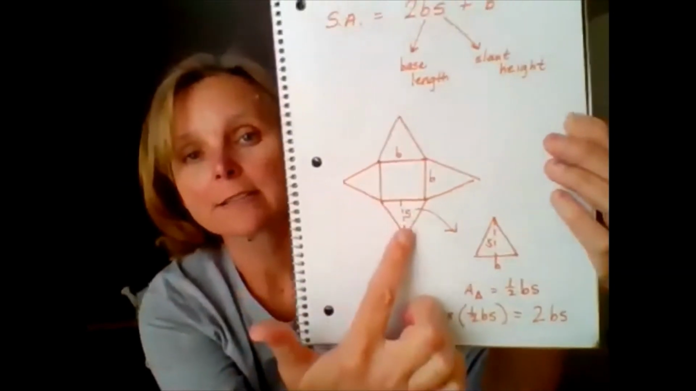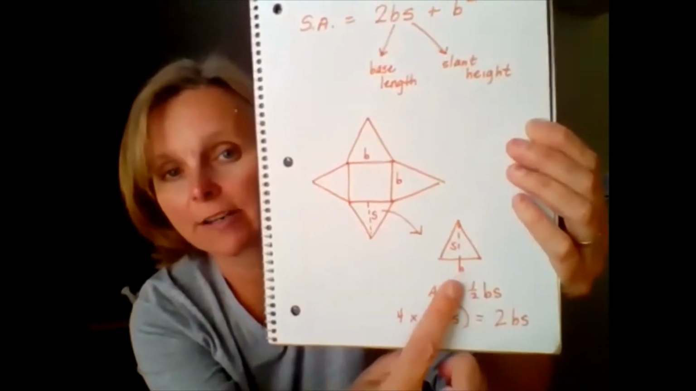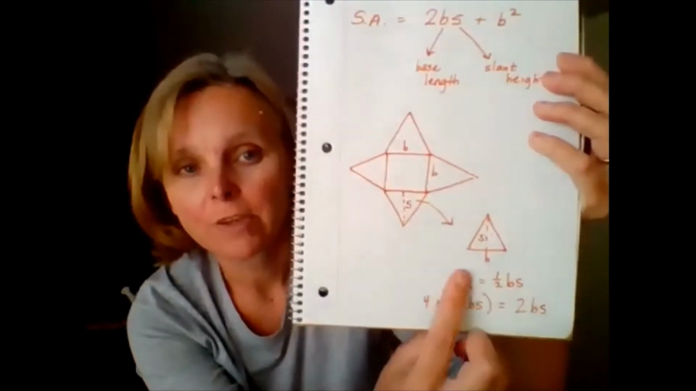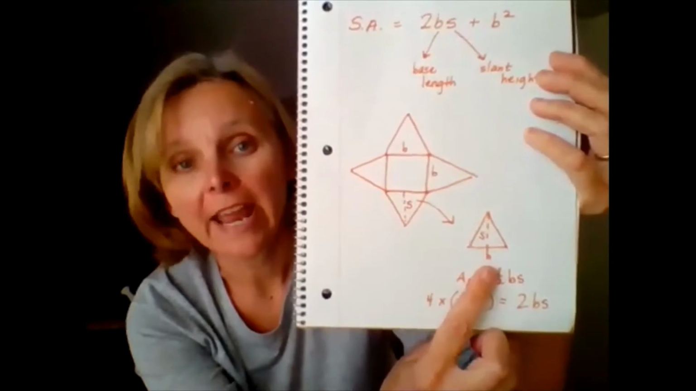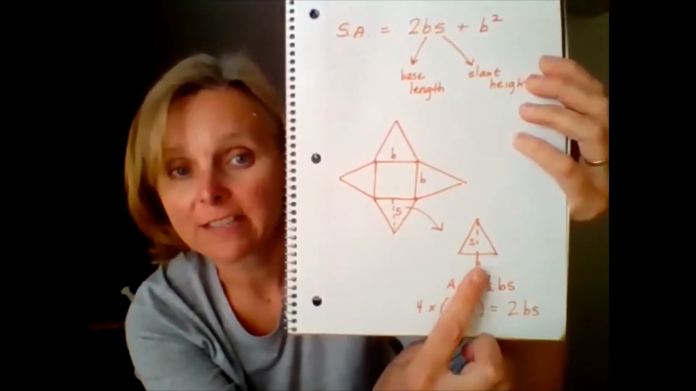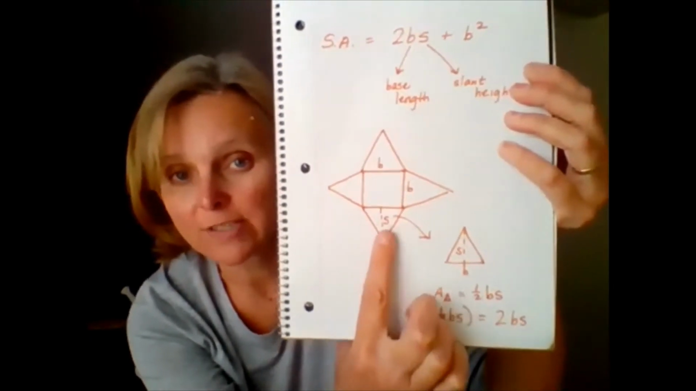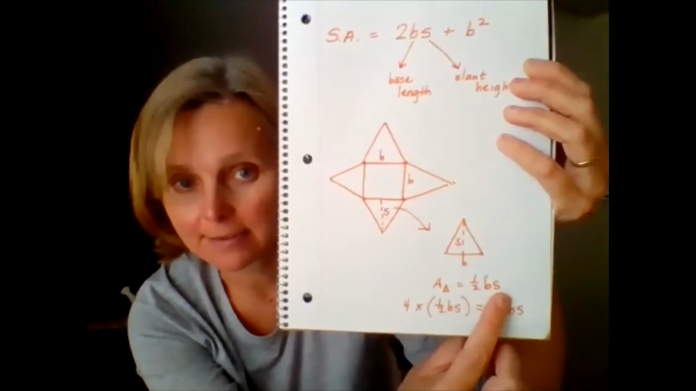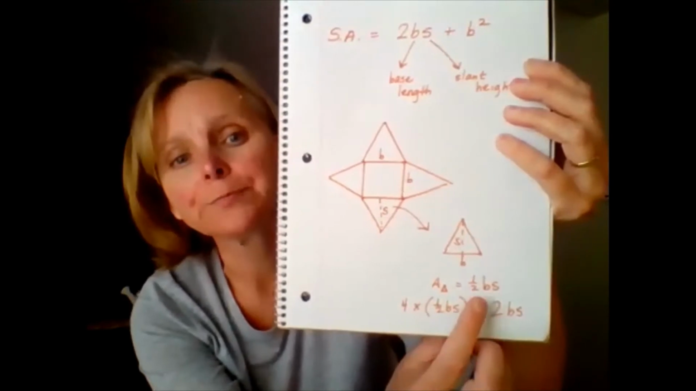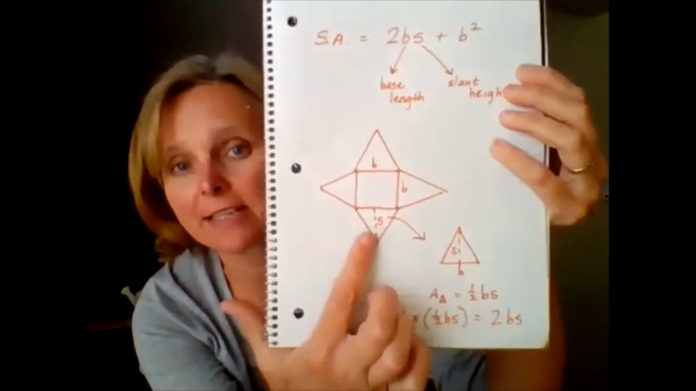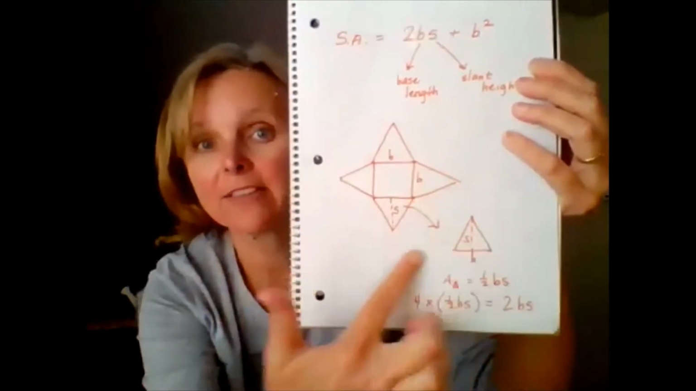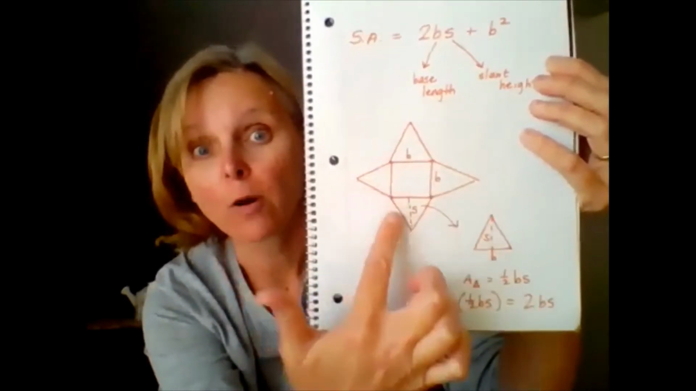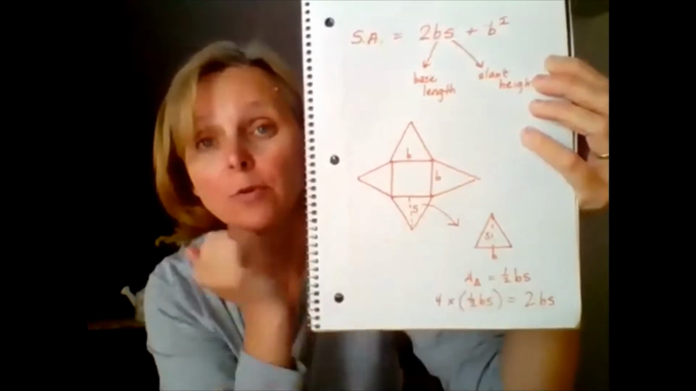So if we focus on just one of these triangles here, and I just drew it off to the side so we can visualize it a little bit better. The area of a triangle is 1/2 base times height. So for this triangle, using these labels, it is going to be 1/2 bs, okay? So 1/2 bs is one triangle. Remember, in this pyramid, because it has a square for a base, there are 4 sides to a square, which means there's 4 triangles.